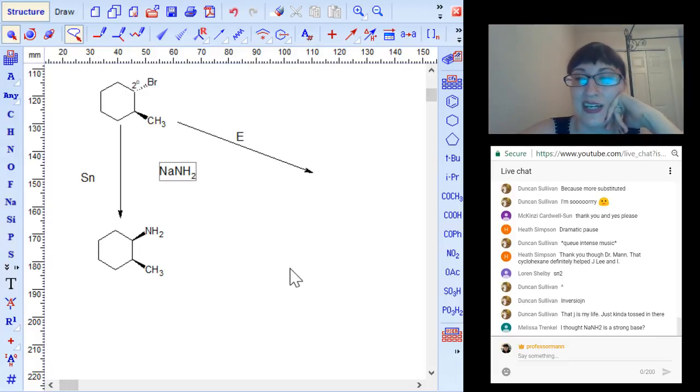It is a strong base. It's also a pretty decent nucleophile. Right, like hydroxide can be a nucleophile and a base. Bases by definition are nucleophiles, they attack hydrogens.